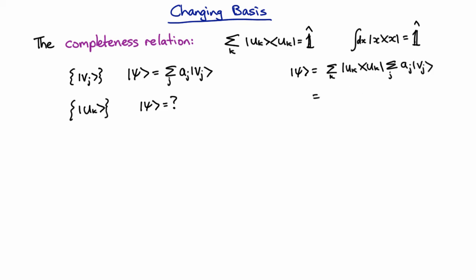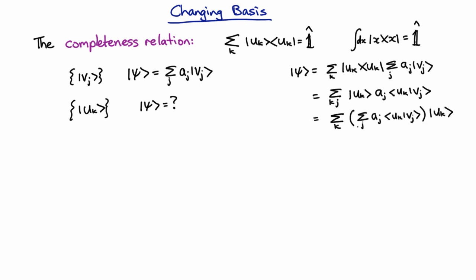then because everything is linear, I can take these sums out. I can take this complex number out. And then I've got an inner product between U_K and V_J. And of course, that's just a complex number. So these things here are just sums of complex numbers. So this thing inside the bracket is just a complex number that depends on K. And so this is the coefficient in the U_K basis. So I've changed basis. All I need to know is how the two bases are related.